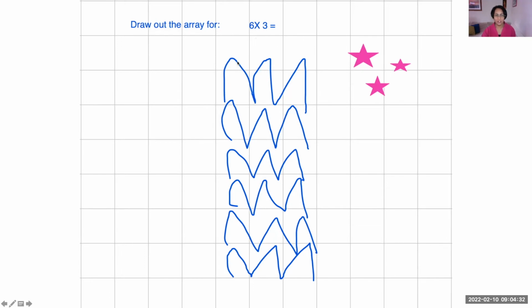So here you can see my pupil has used this upside down V to represent the ones or the units. And then I get the child to add them up by counting on.